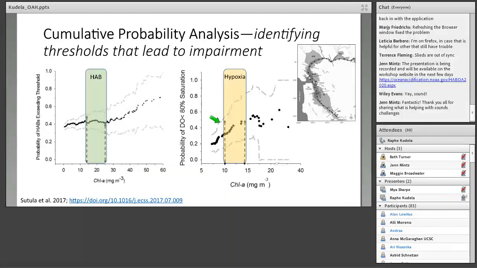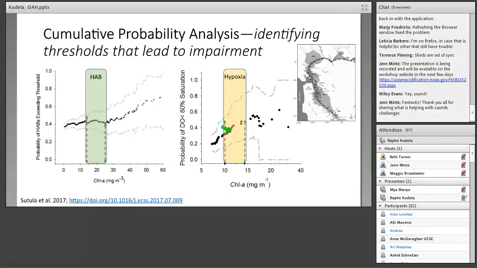We did the same analysis with dissolved oxygen. You get the same sort of pattern. As chlorophyll increases, the probability of having a low DO event also increases, and the chlorophyll threshold is remarkably similar. It's somewhere between about 10 and 15 micrograms of chlorophyll where you need to start being concerned about what's going on in San Francisco Bay.